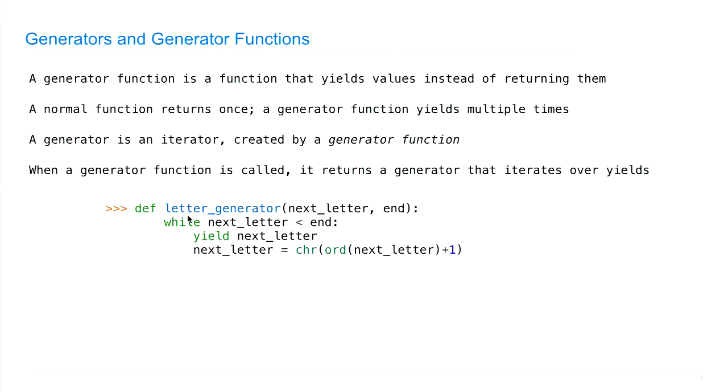The thing that makes this a generator function instead of a regular function is that it contains the word yield somewhere in the body. And yield is just like return, except it doesn't stop the execution. It just waits. It's like a pause. And it pauses until somebody asks for the next thing, at which point computation continues until you reach another yield.